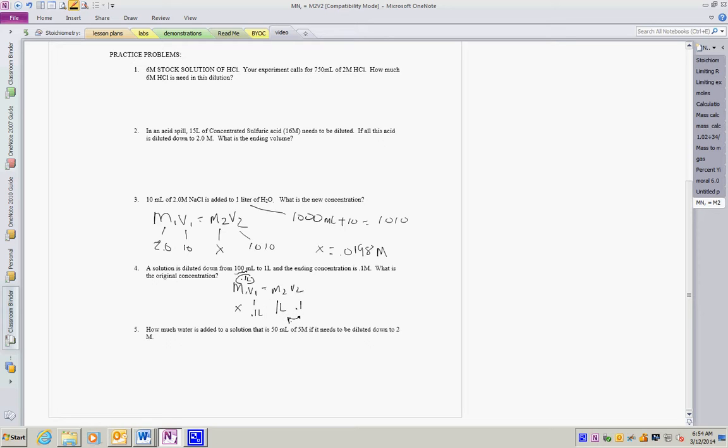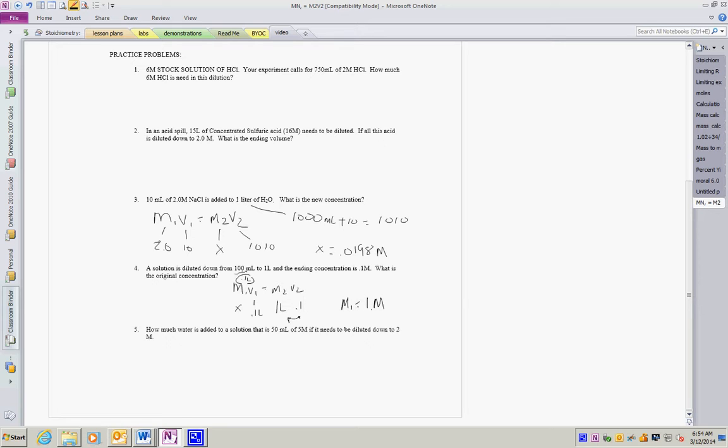0.1 is the concentration, so 0.1 times 1 equals 0.1. Divide out by 0.1. 0.1 divided by 0.1 is 1. So in this case, the original molarity M1 equals 1 moles per liter.